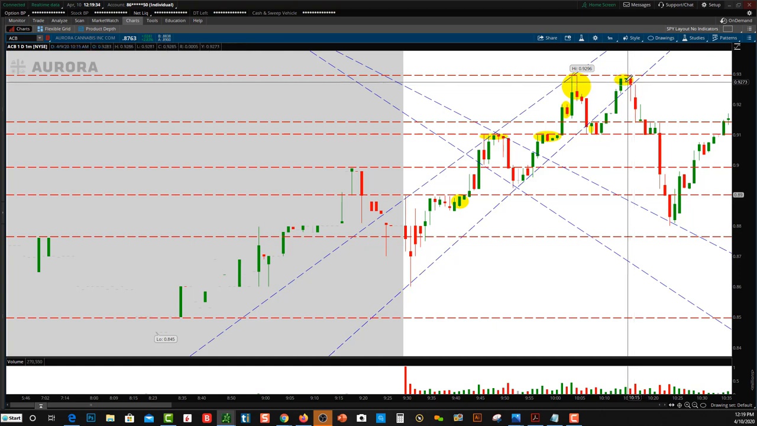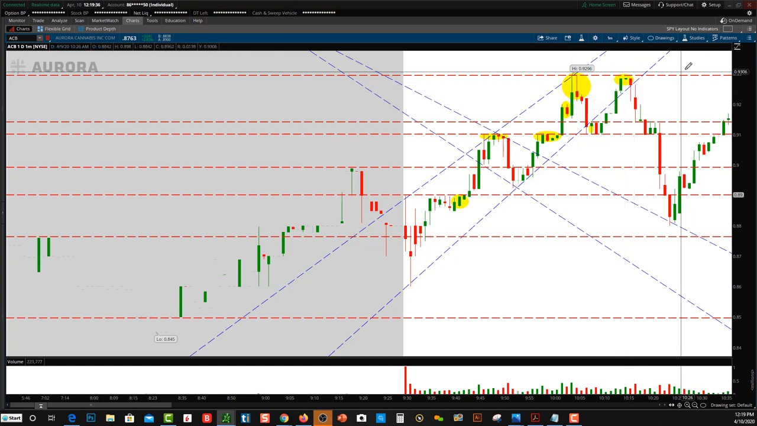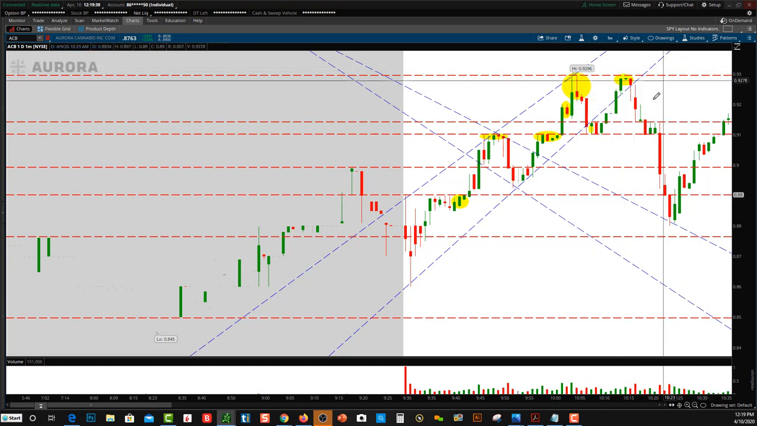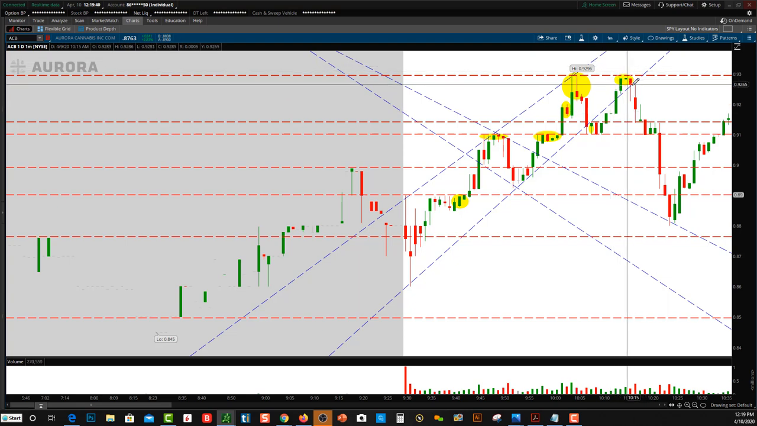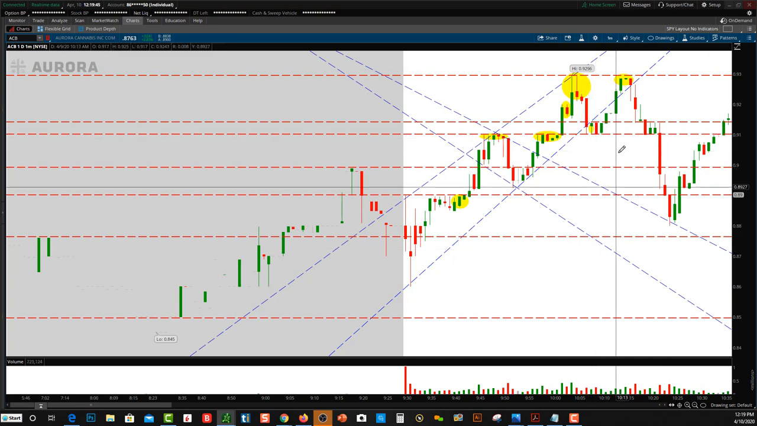What did it do up here? Small little candle at resistance. Pretend that's SPY on a daily chart and it goes back up over all-time highs again. Remember I was telling you, when we get this huge bounce and it goes back up here, if you start seeing this stuff, look out. And then what does it do?